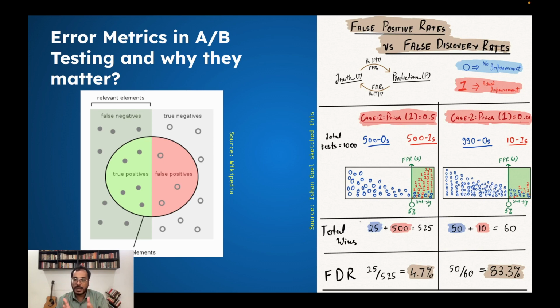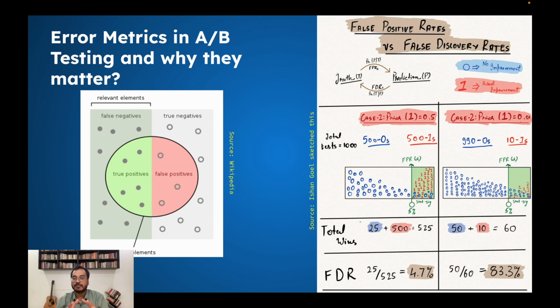so let's see case one first. If there are 500 AA tests and 500 AB tests, let's assume that false negative rates are zero. Only we are looking at the false positive rates. So out of these 500 AA tests, the blue ones here, you'll get a winner in 25 of them because it's a 5% false positive rate.